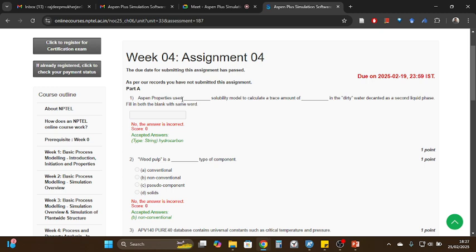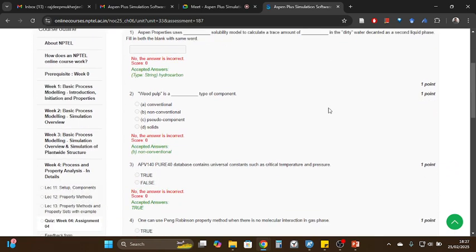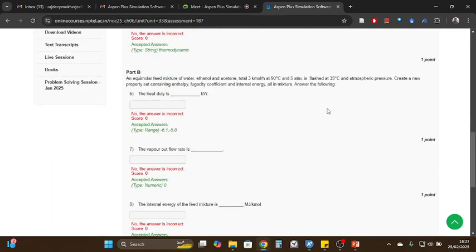You can mail it to the NPTEL people with the appropriate screenshot. Okay, got it. Because in the first blank it should be hydrocarbon and not hydrocarbons. Yes, I understood. For the second blank, you can address it to the hydrocarbons. Yes, okay.